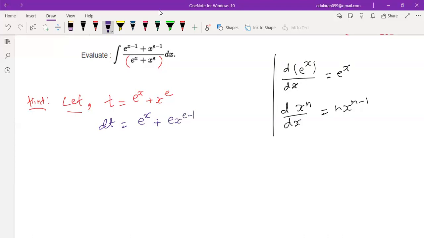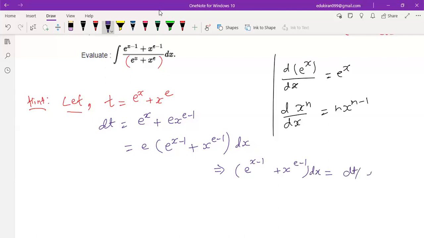Correct. So now if you see the numerator, you can get the numerator if you take e common. This first one will become e to the power x minus 1, and second will be x to the power e minus 1 remaining, and dx. Now, from here you can say that e to the power x minus 1 plus x to the power e minus 1 dx is equal to dt upon e.